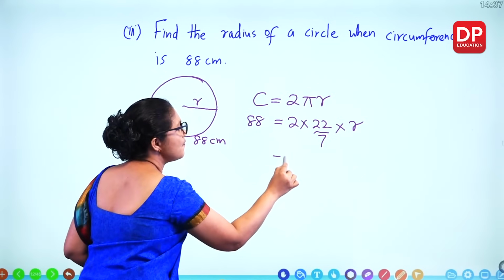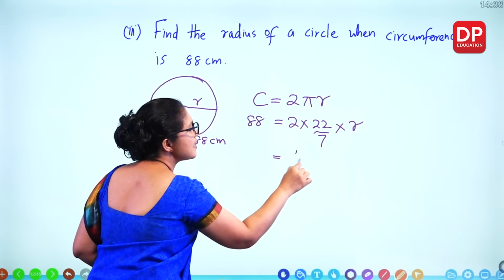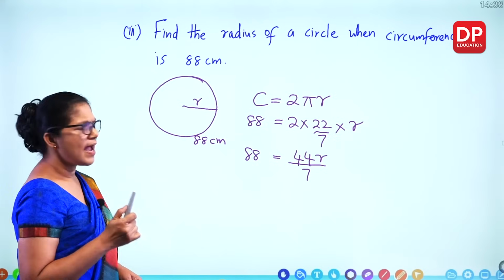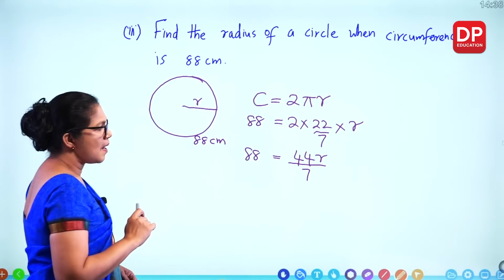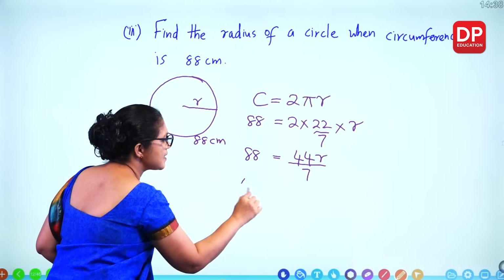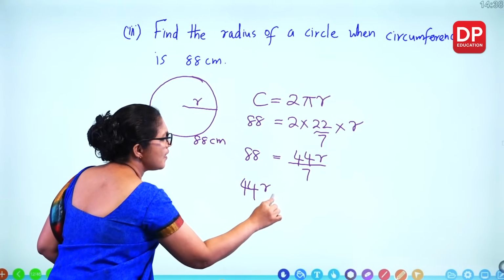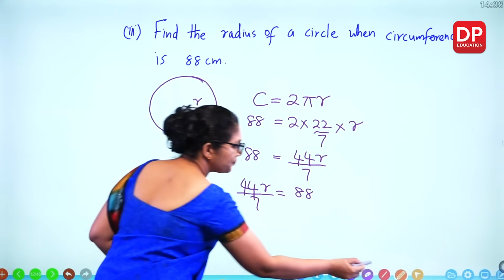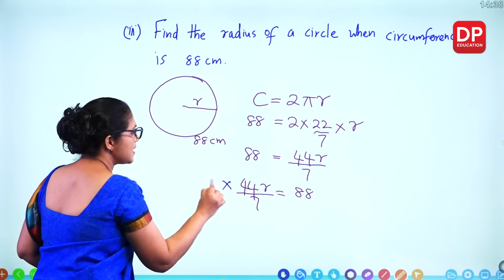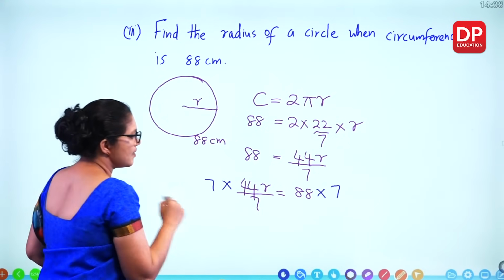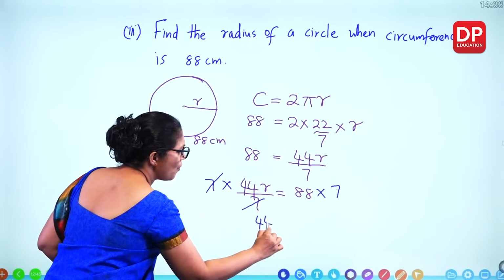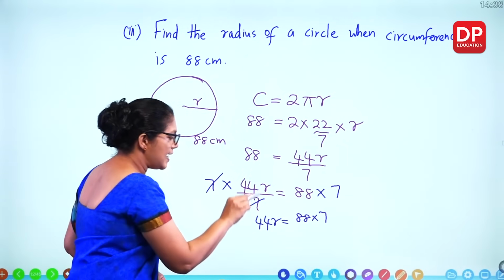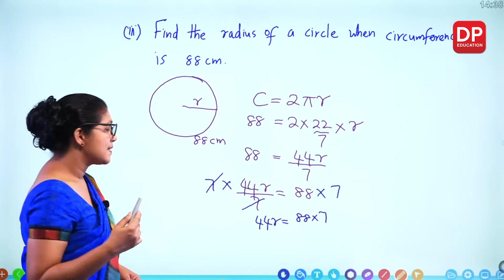And try to simplify. We will first multiply this one. 2 times 22 is 44. 44r/7 is equal to 88. So how can we find r? You have to make r the subject of the formula. I can rewrite this in this way. So I can write this one first and write down this is 88. So how can I solve this? I need to multiply both sides by 7 to get rid of this 7. So what happens? 7 gets cancelled out. I get 44r equals 88 times 7. Here there's no need to multiply, because later when we are dividing by 44 you can simplify easily.